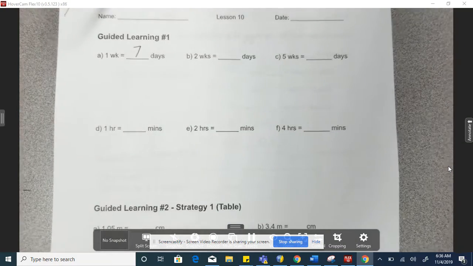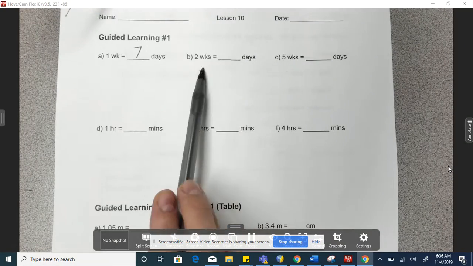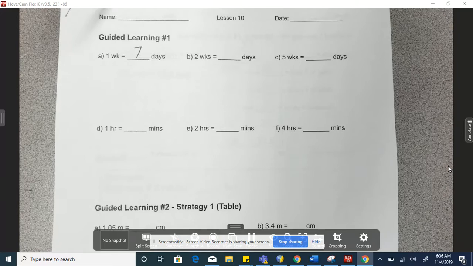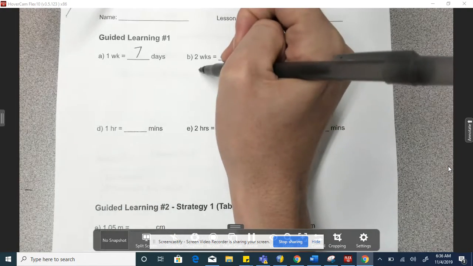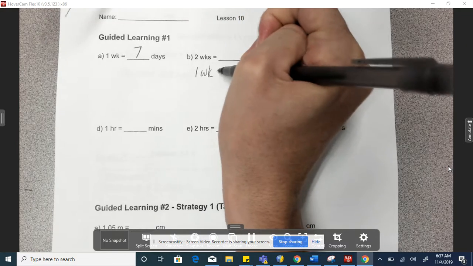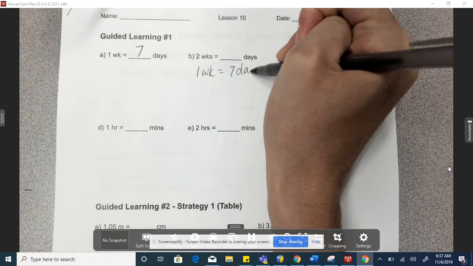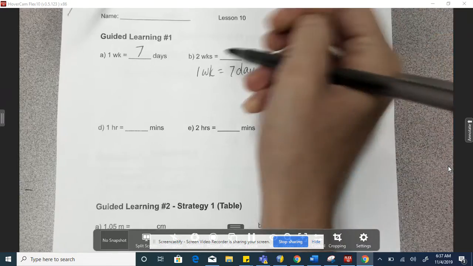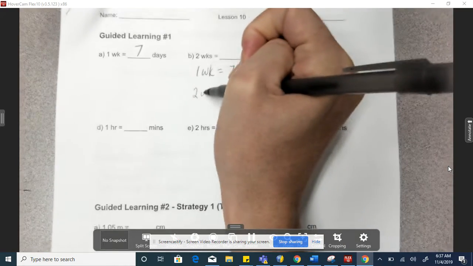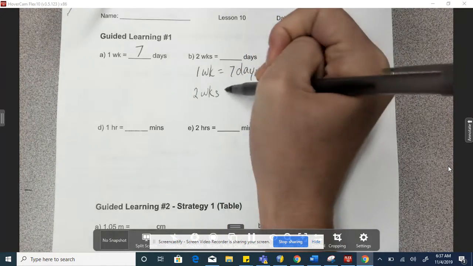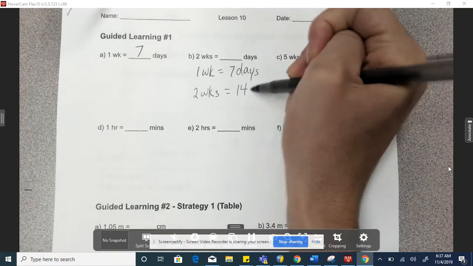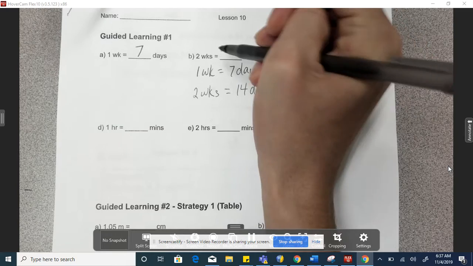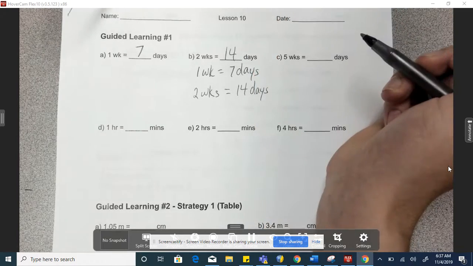I can use this information to figure out how many days there are in 2 weeks. So let's see. If there's 7 days in 1 week, I know that I can multiply 1 times 2 to get to 2 weeks, which is what I have in problem B. So I need to multiply 7 times 2 to get to 14 days. So my answer is 14.